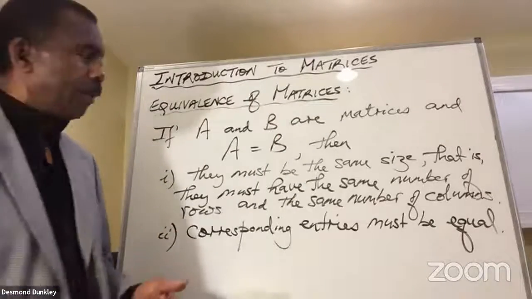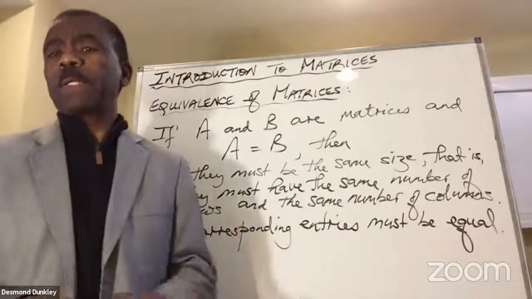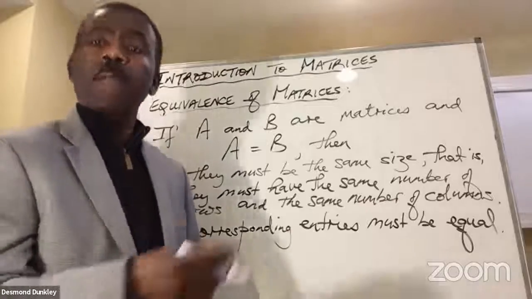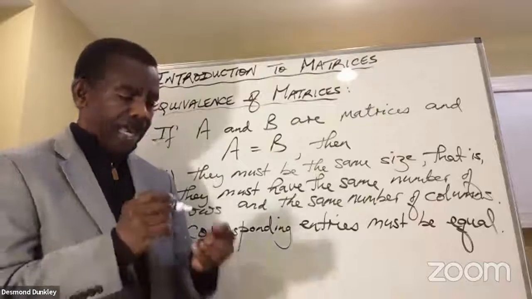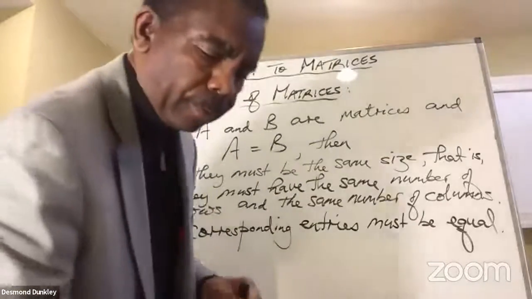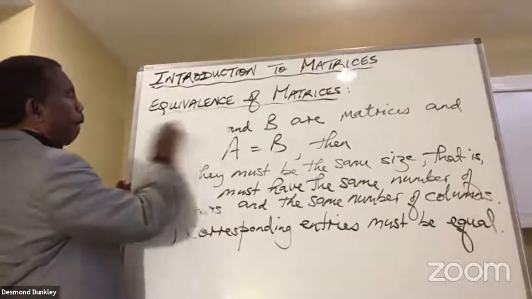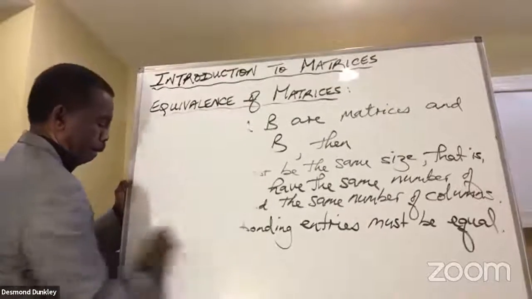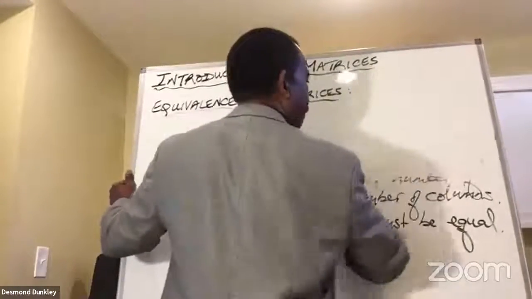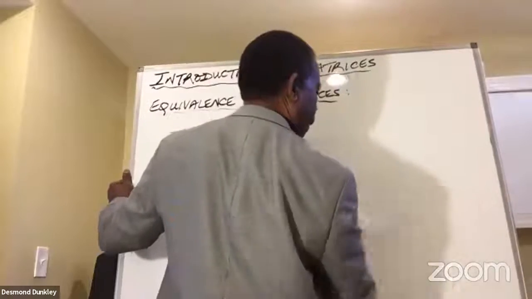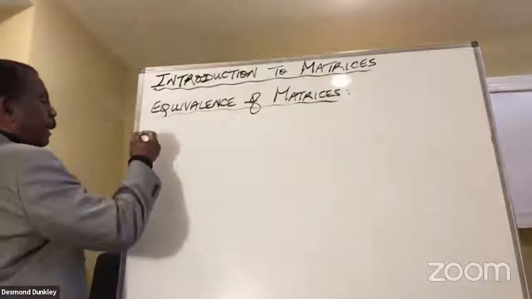So if ever you find out that there's one matrix that has a certain dimension, and you're told that it's equal to another matrix, you know that the other matrix has the same dimensions. Okay? So let's do an example of how this can be applied. Examples.